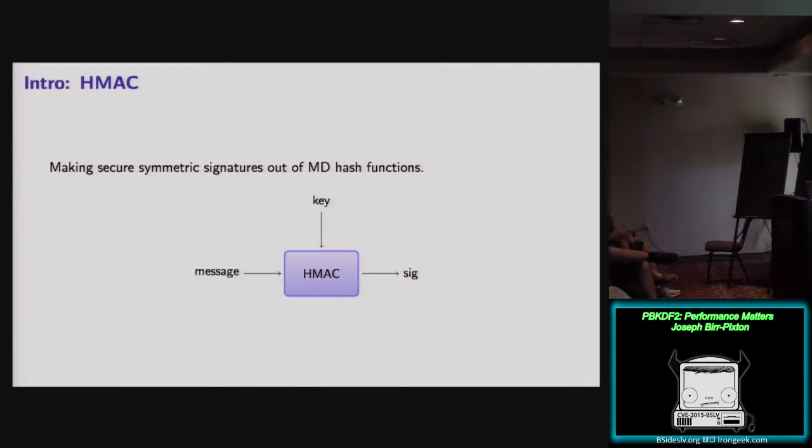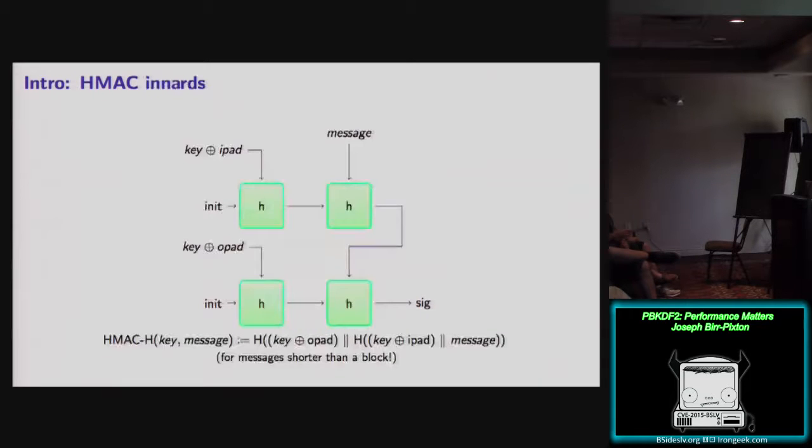Next is HMAC, which is where you take one of these hash functions and you make signatures out of it. And it looks like that. This is probably the most complicated slide. So if you can understand this, then that's great. Going from the top, you start with your key, you XOR it with a block size constant, and you hash that, and then you hash your message. Separately, you XOR your key with another different block size constant, and you hash that, and then you hash the thing you originally got, and that's your signature. Very good.